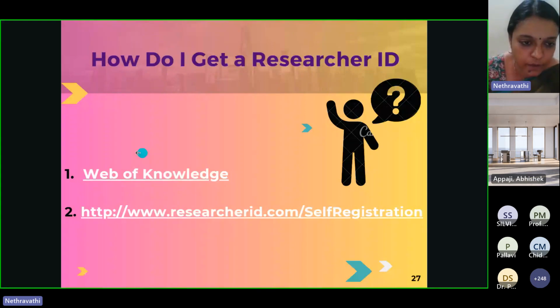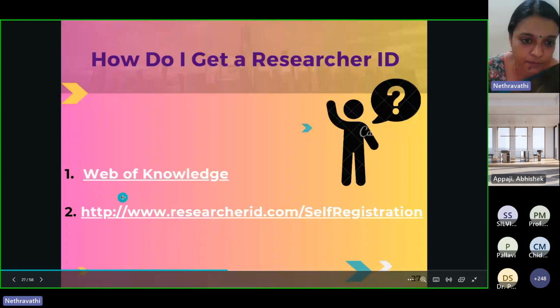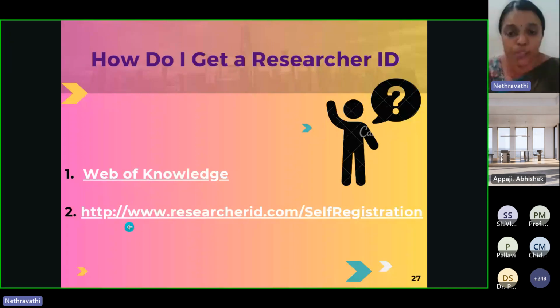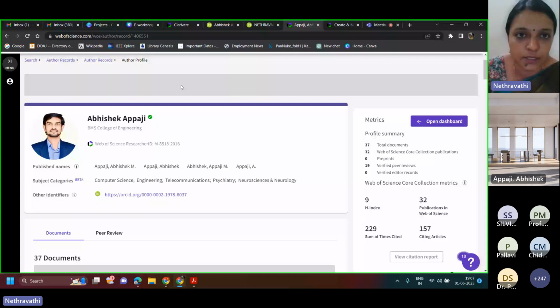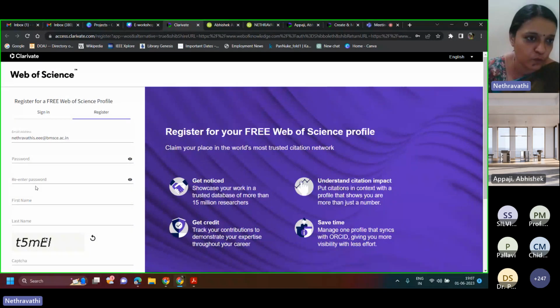There are two links over here which will take you to the home page where you can create the researcher ID or Web of Science ID. Why two? Because this researcher ID was initially created by Thomson Reuters, then it was merged with Publons, and now Clarivate has taken over. So now it is maintained by Clarivate. When you click on that, it will take you to the home page of Web of Science. You can see it is maintained by Clarivate.